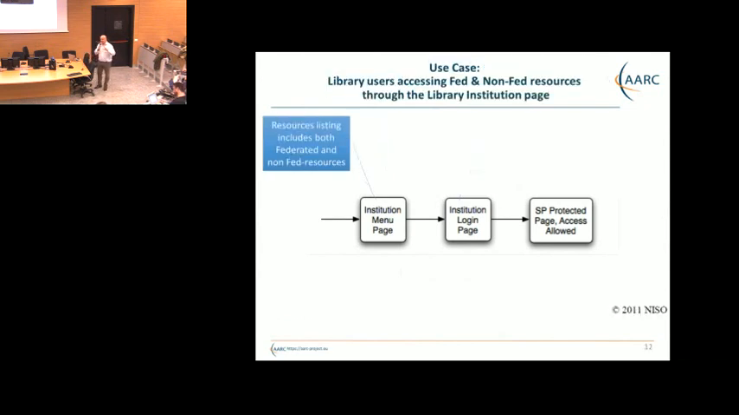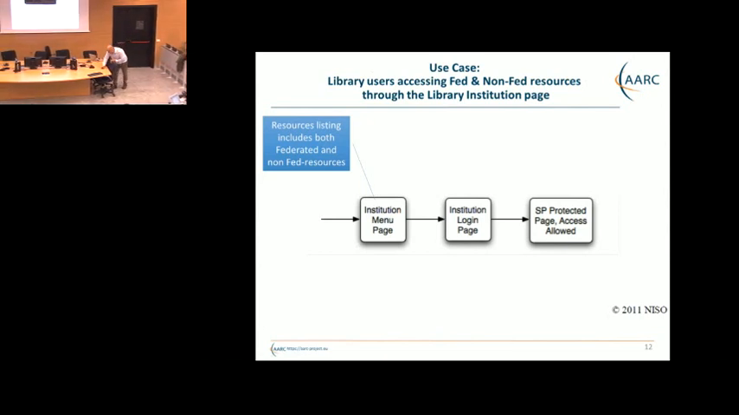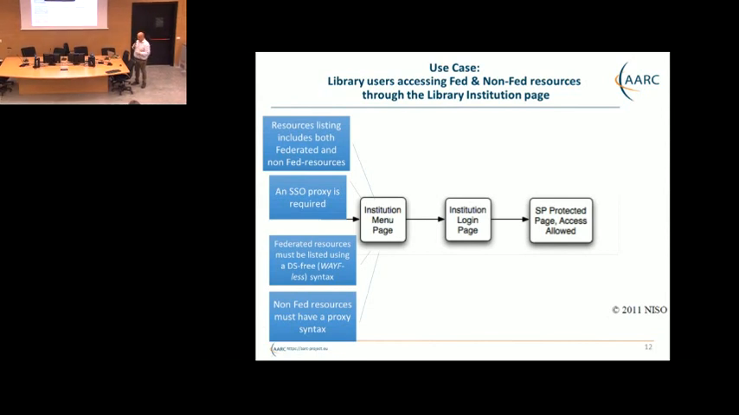In the paper they described five use cases. We focus here on a couple of them. One is a library user accessing federated and non-federated resources through the library institutional page. So a user going through the main page of the library browses for resources, and will actually see listed federated and non-federated journals or resources. In this context, an SSO proxy is required, and federated sources must be listed using a discovery service free syntax, whereas non-federated resources must have a proxy syntax.